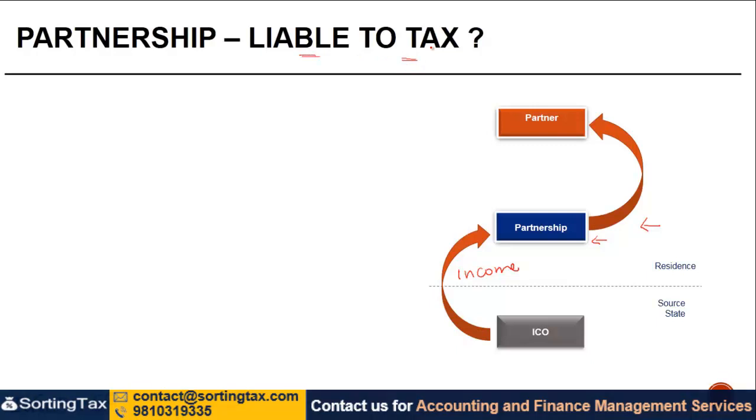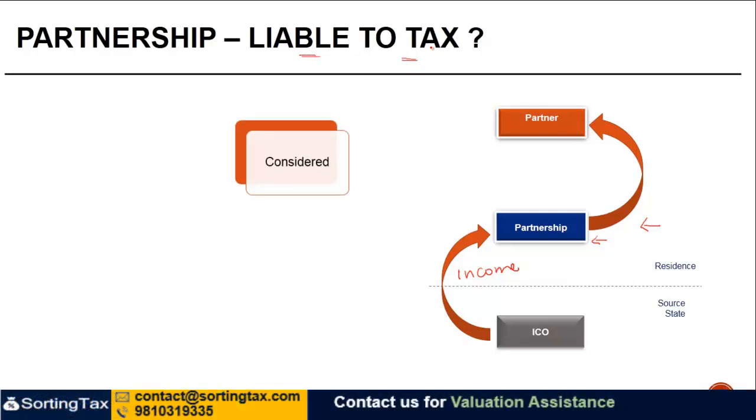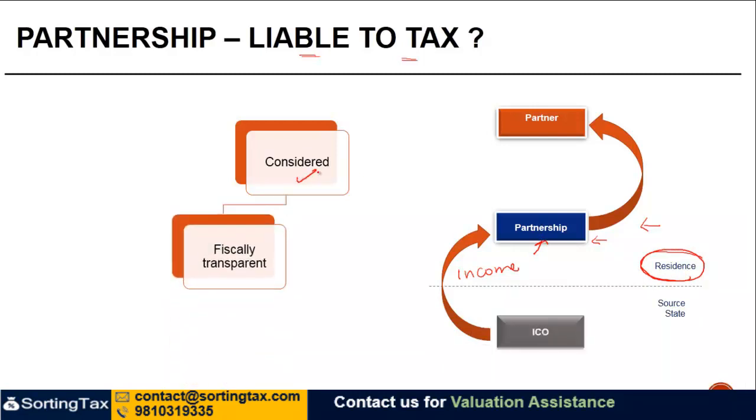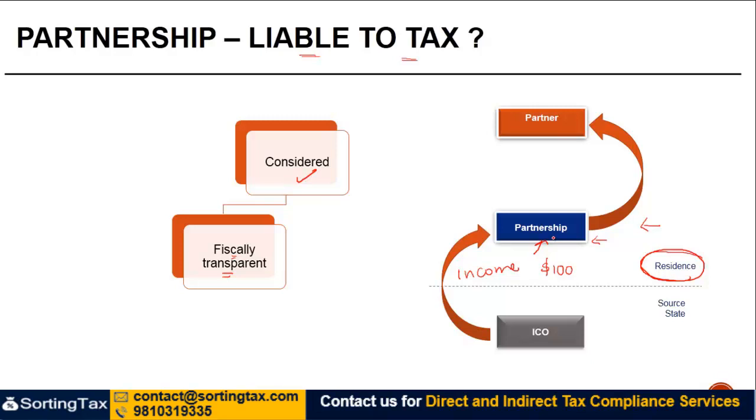But there could be two situations for taxation of a partnership firm. When we look at the tax rules of the country of residence, a partnership firm may be considered as fiscally transparent. What this means is, suppose $100 were paid by the Indian company to the partnership firm, this is not going to be taxed in the hands of the partnership firm. Instead, it is going to be seen who the partners are. Suppose there are two partners, A and B, and they share the profits and losses equally. So A gets $50, B gets $50.